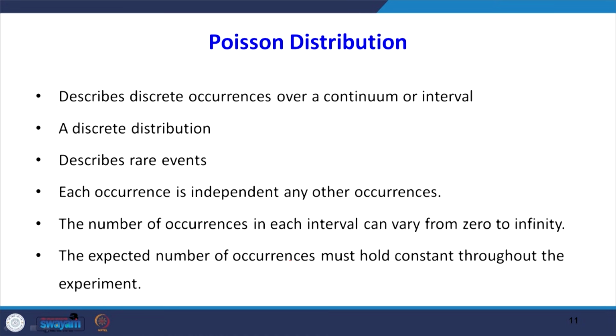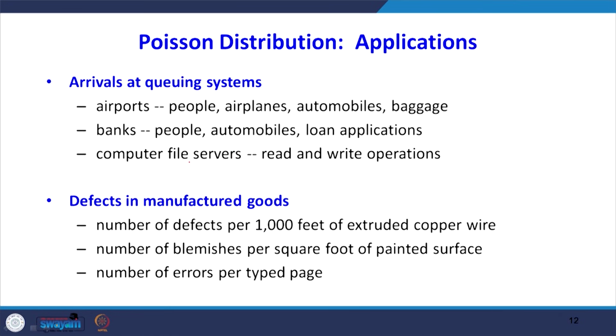It describes discrete occurrences over a continuous interval. Generally, the Poisson distribution is for rare events. It is a discrete distribution, x can have only a few discrete values. Each occurrence is independent of any other occurrence. The number of occurrences in each interval can vary from 0 to infinity. The expected number of occurrences must hold constant throughout the experiment. These are the assumptions of the Poisson distribution.